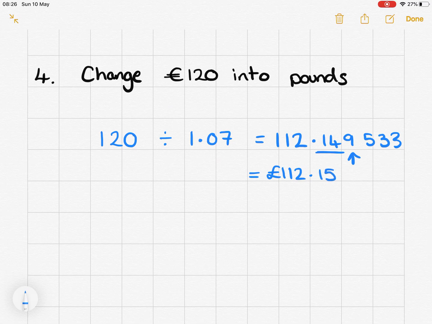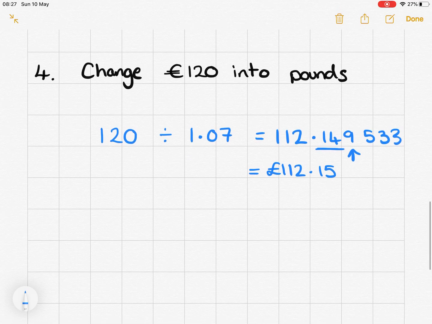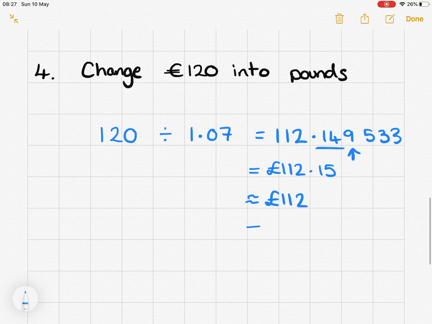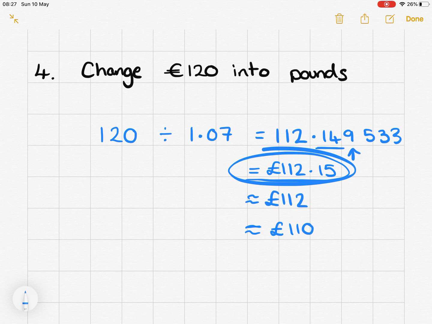£112.15. However, it could ask for it to the nearest pound, so to the nearest pound it's £112. It could ask for it to the nearest 10, and if it's to the nearest 10, then that's going to be £110. Read the question, make a decision. If it doesn't tell you what to round to, then always round it to 2 decimal places, pounds and pence.